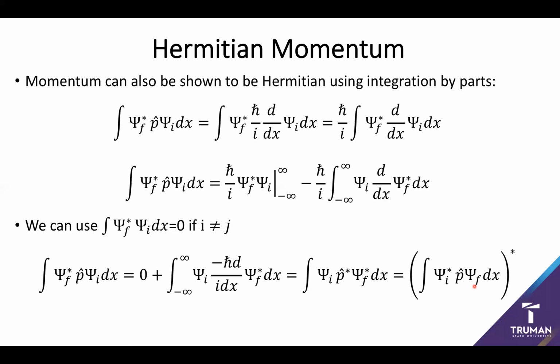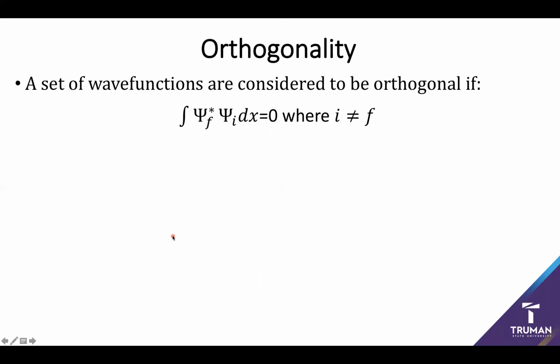However, we're going to make use of this as we go on throughout the course. However, we did make one major assumption here, and that's the fact that if I have the integral of my two wave functions, if they're non-identical, then they go to 0. Now, this is also known as a system being orthogonal. So a set of wave functions is said to be orthogonal if this is the case.